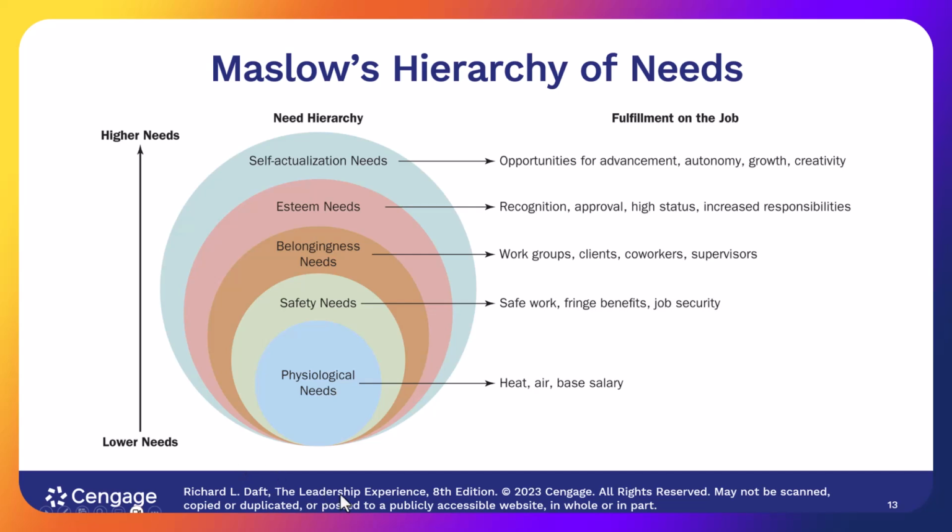So when you look at the needs order, let's look at the very bottom needs. Physiological needs: heat, air, base salary. Safety needs: safe work, fringe benefits, job security. Belongingness needs: work groups, clients, co-workers, supervisors. Esteem needs: recognition, approval, high status, increased responsibility. Self-actualization needs, which is the highest: opportunities for advancement, autonomy, growth, and creativity.